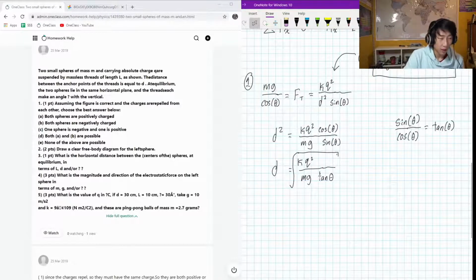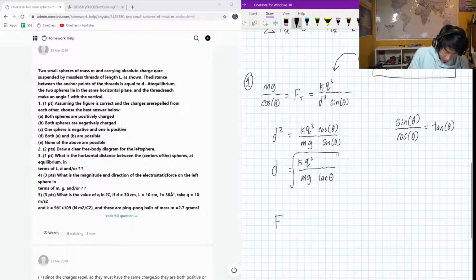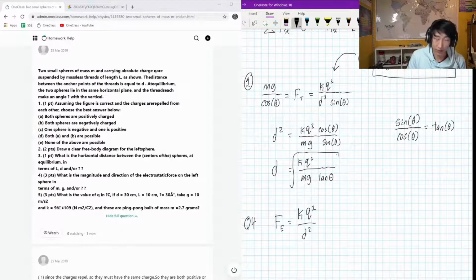Okay, so the electrostatic force, we know that we are going to have, so this is Q4, Fe for electrostatic force. This is going to be equal to KQ squared over D squared. D being the separation distance between the two spheres. Okay, but D, we already know D from here.